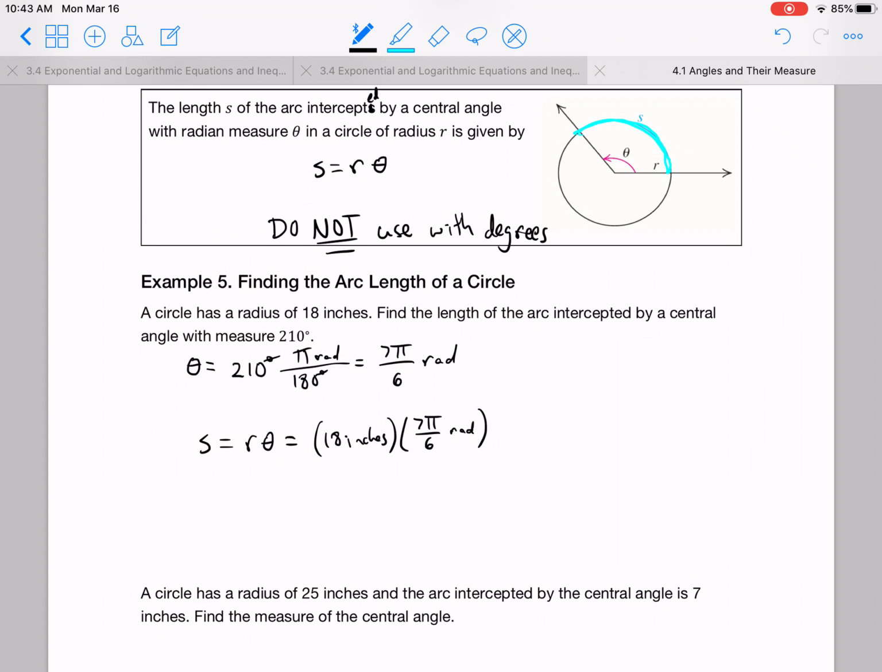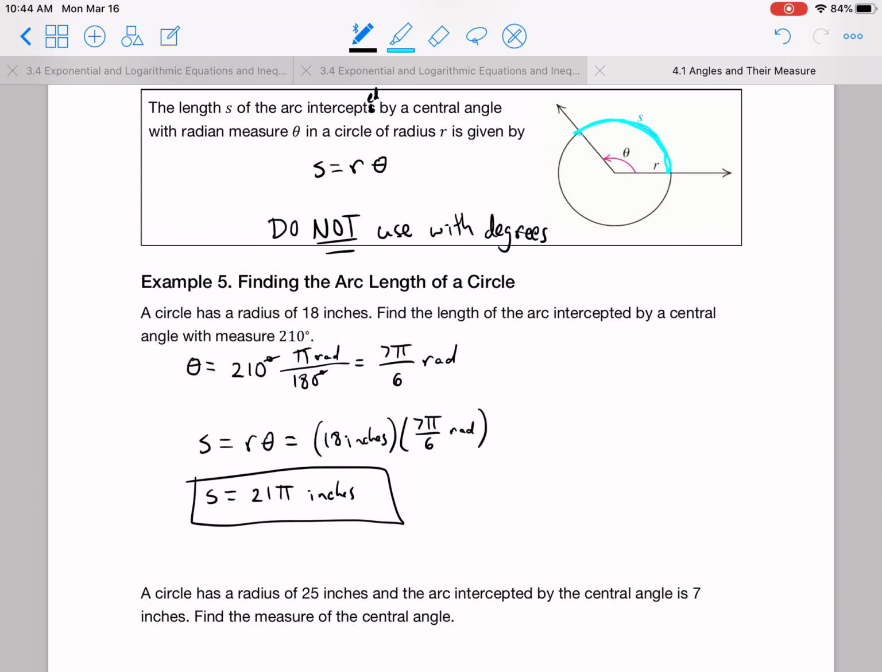And that's going to then, we multiply this together, and we end up with 18 divided by 6 is just 3, and 3 times 7 is 21. So we end up with 21 pi inches. You could plug that into a calculator if you wanted to get a little more exact, or I guess a little less exact if you wanted a decimal place, but 21 times 3, you're talking 63 point something inches for how far we went around the circle.